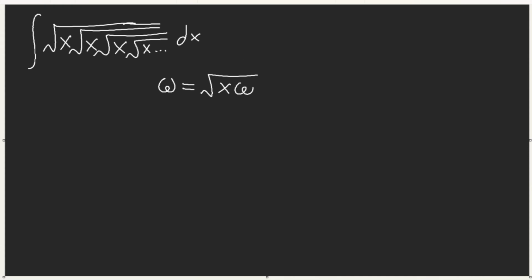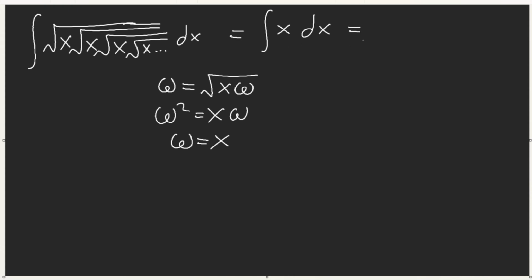Now what do we do? You just solve for omega. You try to isolate omega to one side. This is omega squared, and then divide by omega. Would you look at that? Yes, I know, again, it looks wrong. It looks illegal. But this is indeed true. So this whole infinite function is just equal to x dx. And so our answer is x squared over 2 plus c.